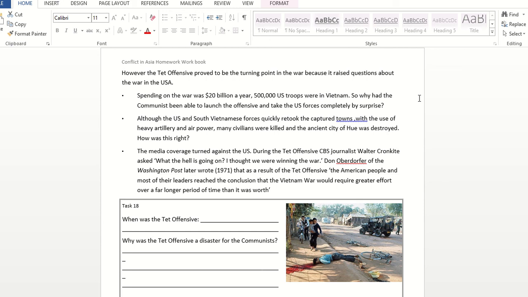And Walter Cronkite, who was a journalist reporting on the Vietnam War, said, "What the hell is going on? I thought we were winning the war." Walter Cronkite was seen as a very trustworthy reporter. He was often called the most trusted man in America. This turned American people against the war.